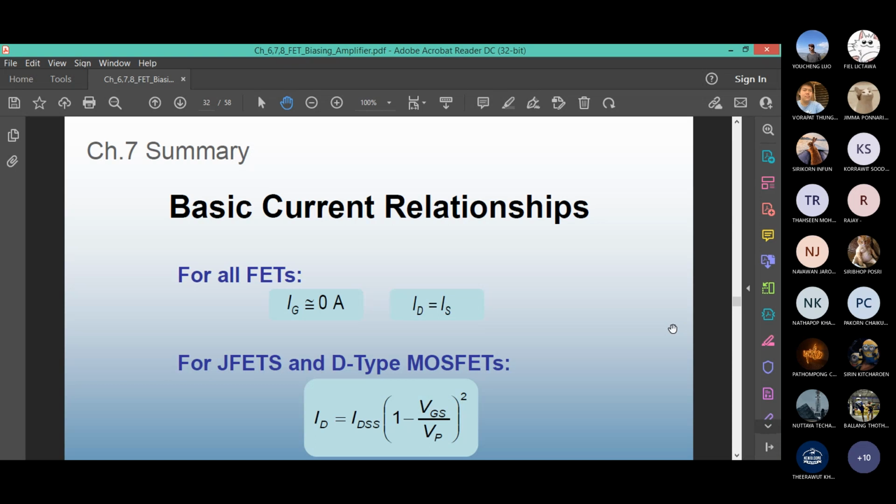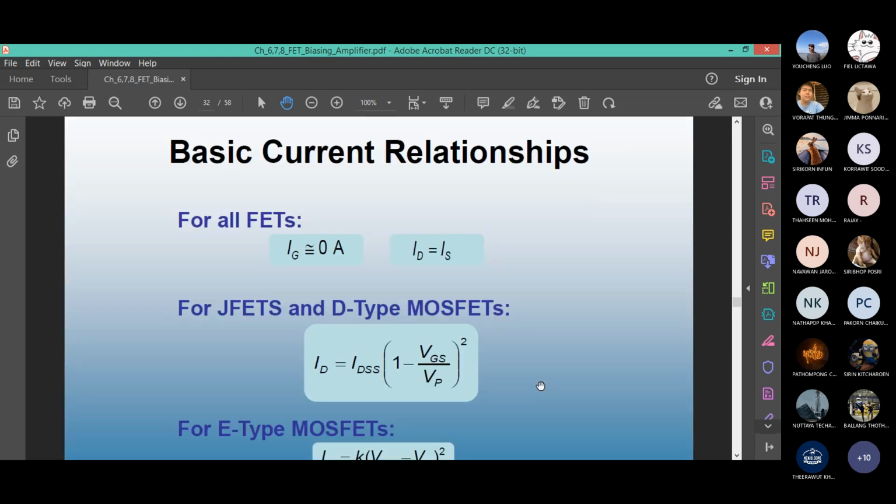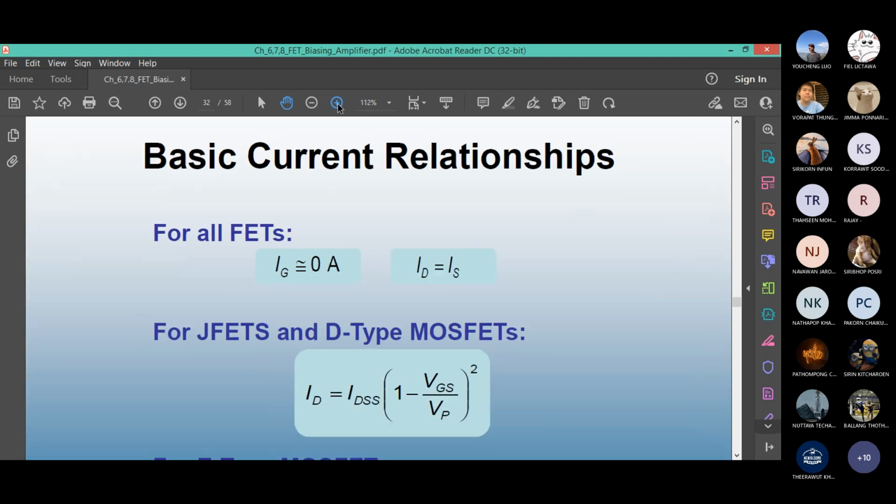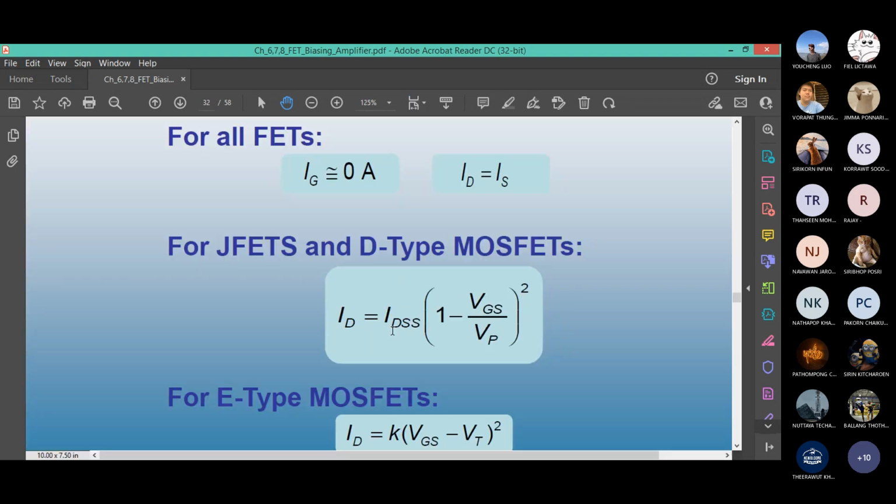And then the third one is the very important one. For JFET and D-type MOSFETs, this is their characteristic equation. ID equals IDSS, which is saturation current at pinch off, times 1 minus VGS over VP, whole squared. It's a voltage control device. The output current will depend on the input voltage, gate to source. Whatever you do to the gate to source voltage, that controls your output. So it is a voltage control.